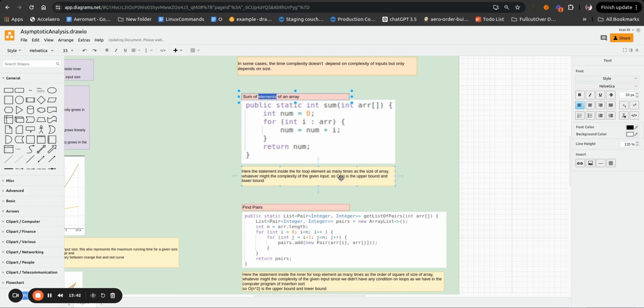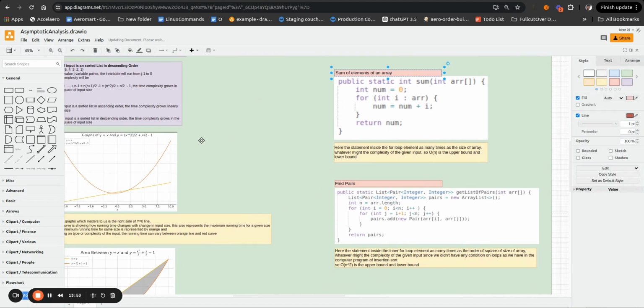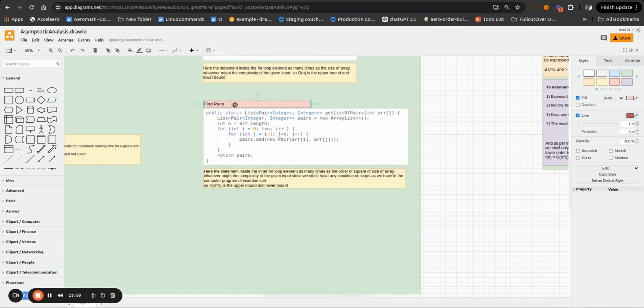So this n is the upper bound, and also this n is the lower bound. There is no such thing as different upper bound and lower bound expressions. We have only one expression, this. Similarly, this is another algorithm.